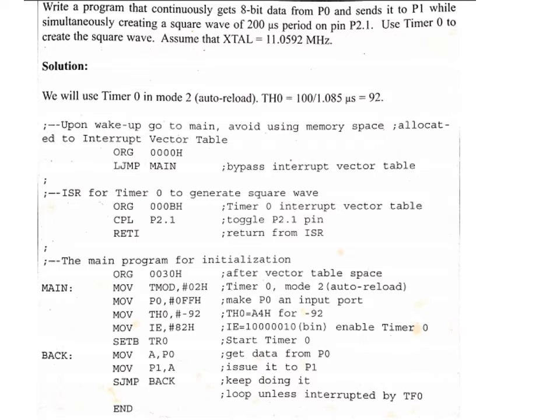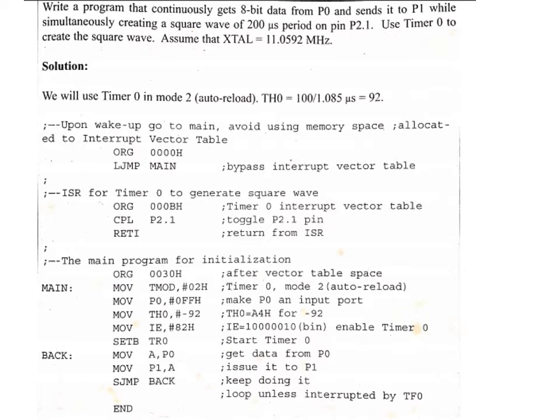Then we have to enable the timer 0 interrupt, so we have to program the IE register. The IE register is loaded with #A2H. Go through the bit pattern of the IE register, and you will get to know why A2H is loaded into it. Then we need to start the timer. The timer is started using the SETB TR0 instruction.